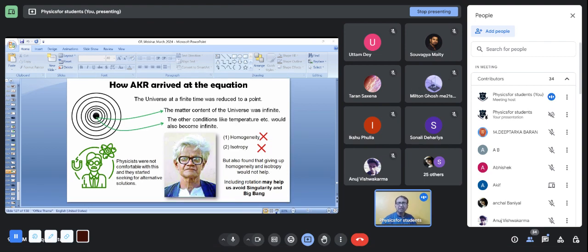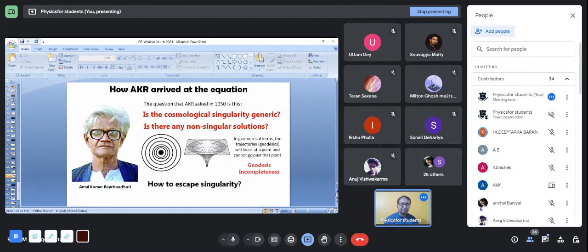Now you see how AKR arrived at the equation. He thought that the universe at a finite time was reduced to a point where the matter content of the universe was finite, and other conditions like temperature would also become infinite. So remember, AKR's model or the equation did not comprise homogeneity or isotropy, including rotation.